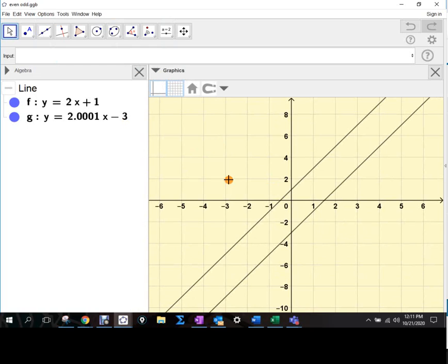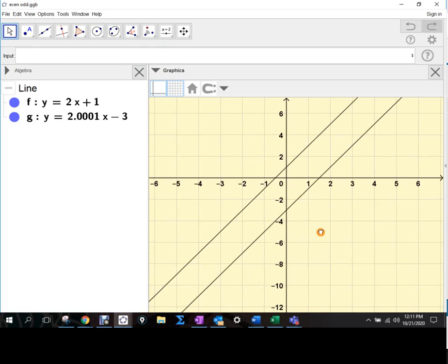All right, so those look parallel to our naked eye, right? But a slope of 2 and a slope of 2.0001, your eyes can't tell a difference in that, okay? But because the slopes are different, and that's what the rule was last year, if the slopes are different, then the lines are not parallel. If the slopes are the same, they are parallel, okay?